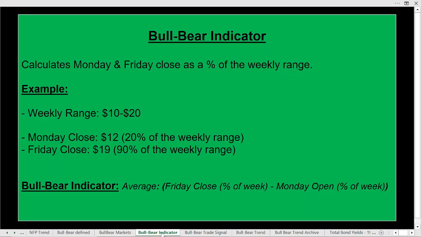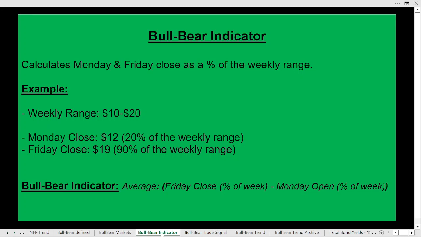Well, this is how we calculate the bull bear trend indicator. It very simply calculates the Monday and Friday closes as a percentage of its own respective trading week, and then calculates those percentages to extrapolate out to our charts, which we'll see in just a moment.